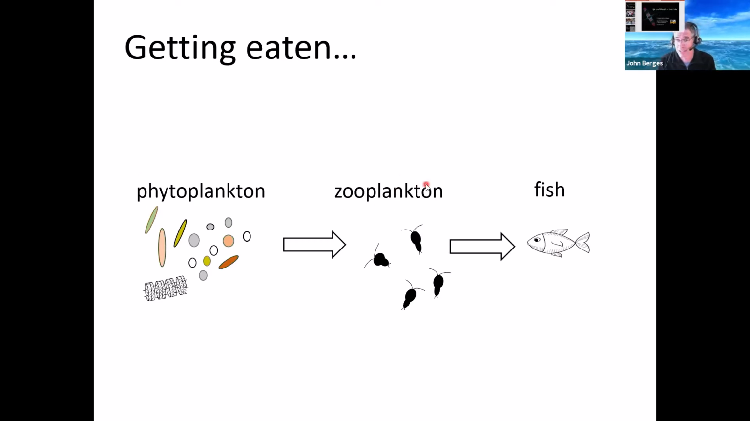Plankton, literally from the Greek, means wandering organisms. These guys are in the upper water. They get pushed around by the currents, so we think of them as wandering. And then the zooplankton get eaten by fish. That's a really simplistic food web here. So we think about this food web.